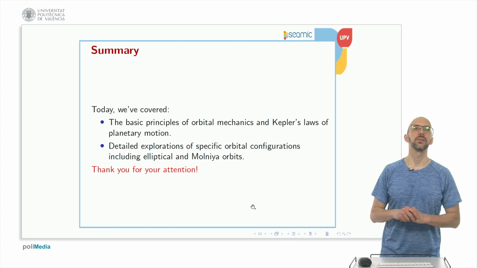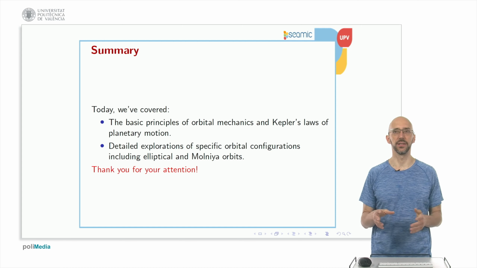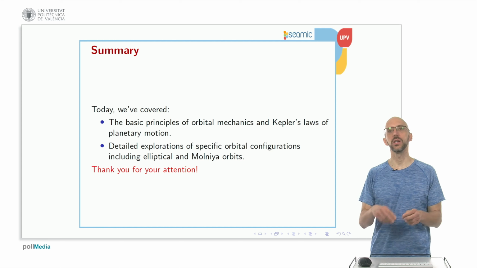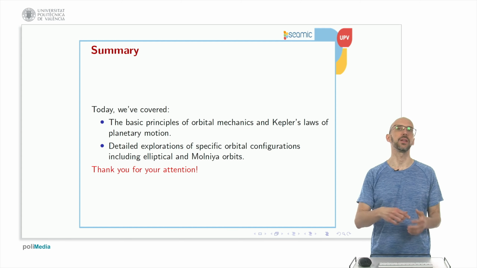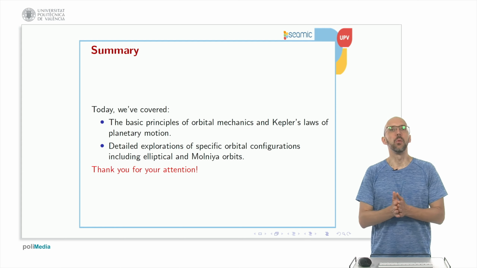Okay, so what have we seen today? We have seen basic principles of Kepler's law. In fact, we have mentioned two. One is the Vis-Viva equation, the other is the change of speed during an elliptical orbit. And we have seen an example of a Molniya orbit.